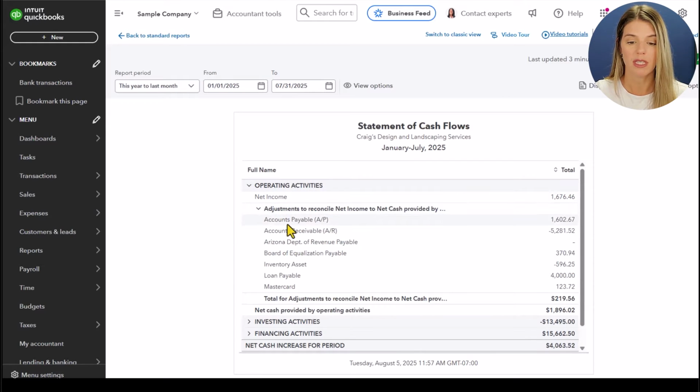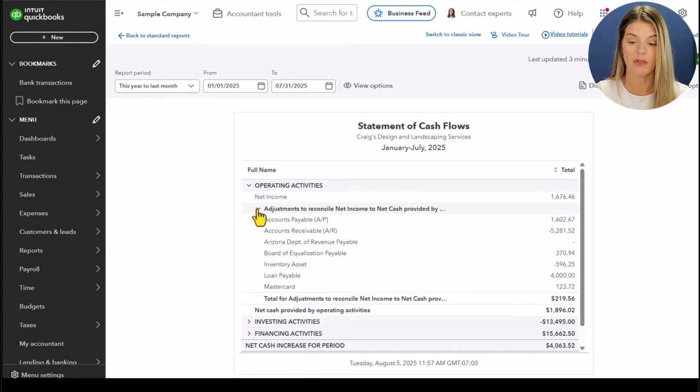So you can see here listed, we have accounts payable, accounts receivable change. These are not going to tie to your accounts payable balances. This is going to be the change in the account during the period that we're looking at. And then other payables that you've paid off during the period of time. And then an inventory asset change. This is a loan payable, and then a MasterCard, okay, which would be a credit card payment.